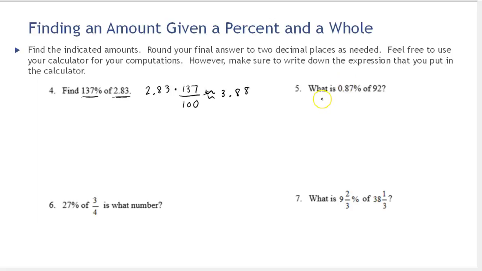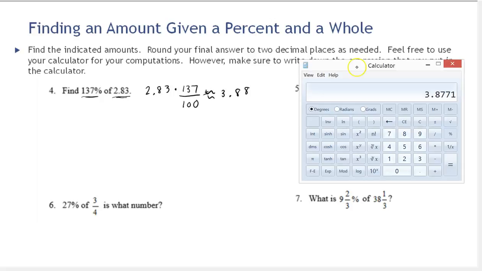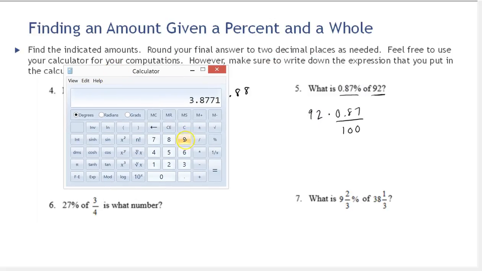Here's the next one. What is 0.87% of 92? Here's my percent. Here's my whole after the word of. So I'm going to take 92. I'm going to write 0.87 over 100. And now I'm going to multiply across. So I multiply 92 times 0.87 divided by 100.